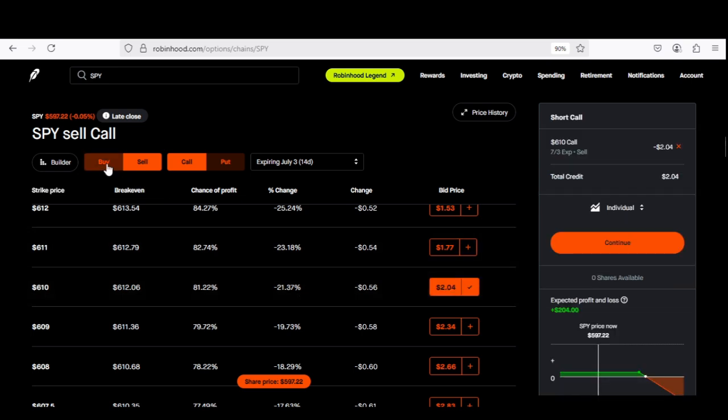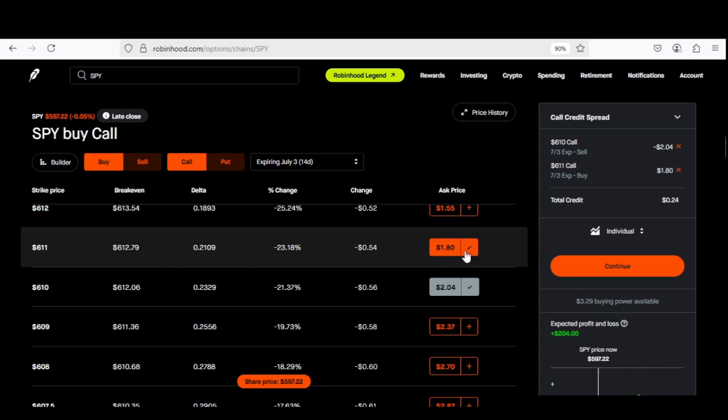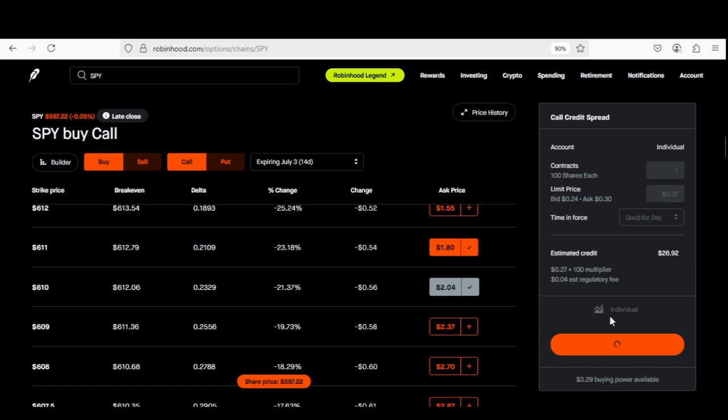Now we're going to go over to buy a call, maintaining the exact same strike date, and we're going to choose the strike price right above. So that's going to give us the 611. We're going to click into that one, hit continue, and hit review order.